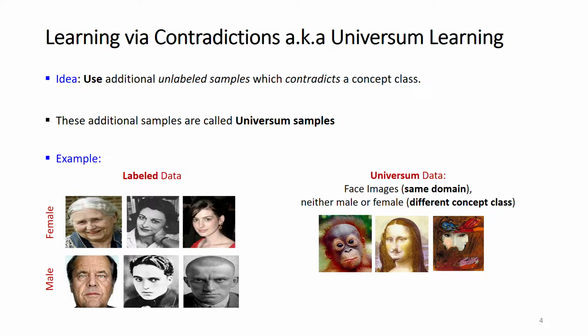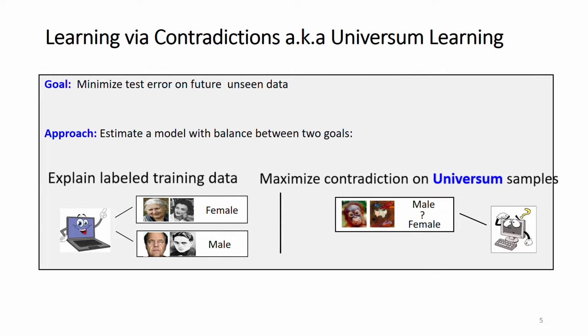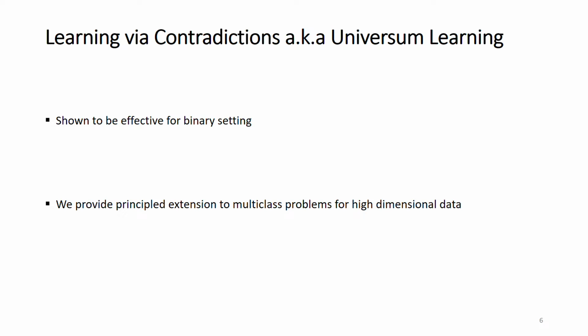For example, consider the task of gender classification from images. Here the labeled examples are male and female faces, while the universum samples can be face images that are neither male nor female. Under the universum learning setting, we then build a classifier which explains the training samples well and also maximizes the contradiction on universum samples. The idea was originally introduced for binary classification problems and has been shown to be very effective in high-dimensional settings.